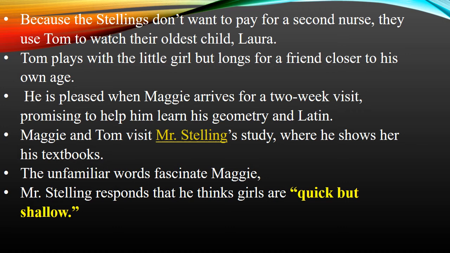Maggie and Tom visit Mr. Stelling's study, where he shows her his textbooks. The unfamiliar words fascinate Maggie. Mr. Stelling responds that he thinks girls are quick but shallow.